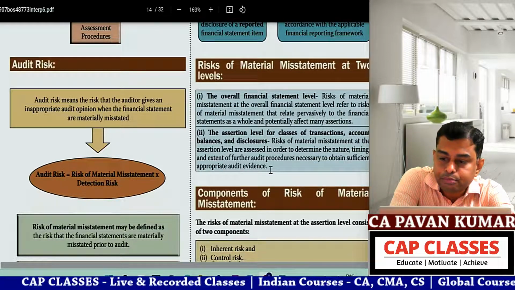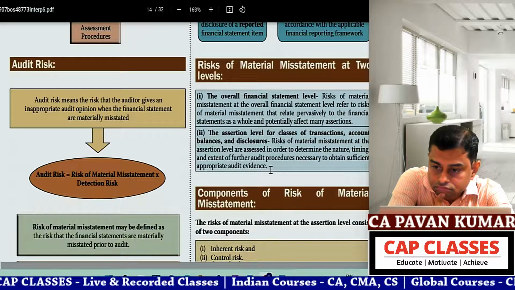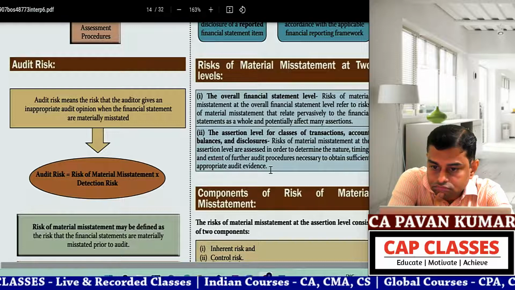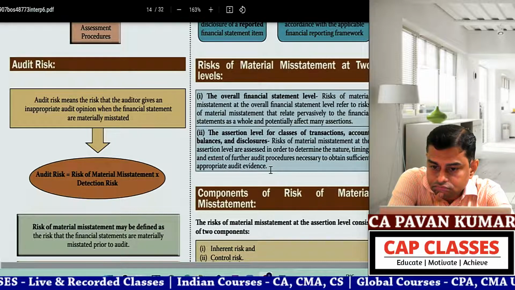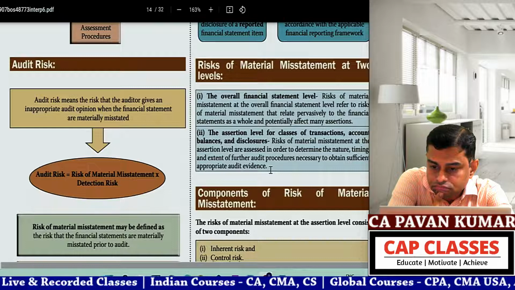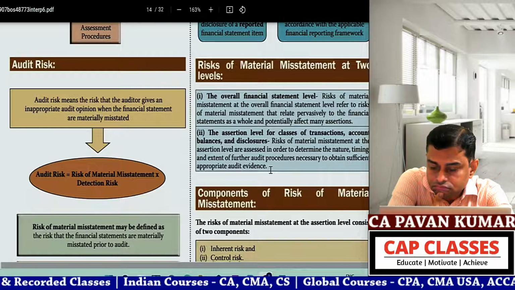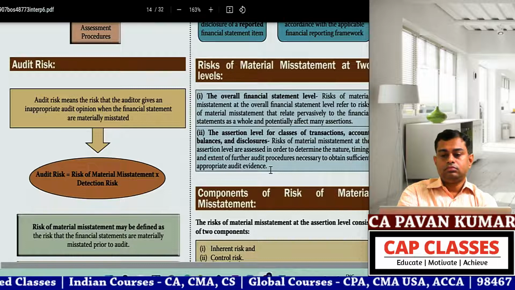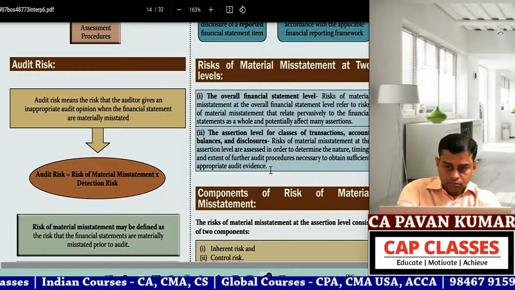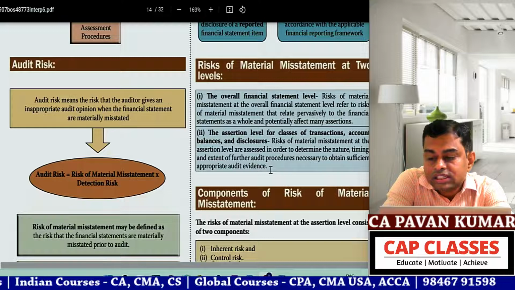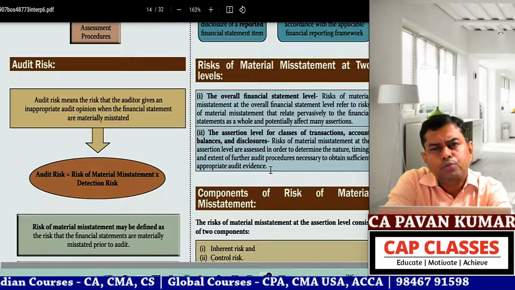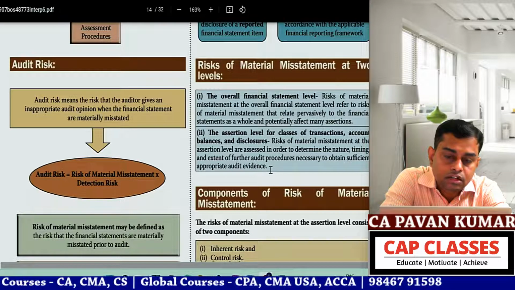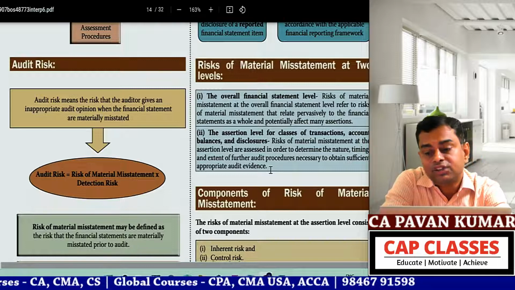Risk of material misstatement at two levels. The overall financial statement level. Risks of material misstatement at the overall financial statement level refers to risks that relate pervasively to the financial statements as a whole and potentially affect many assertions. Simple. ICA has given one super example for this. When we go back to the ICA study material, there is one example.